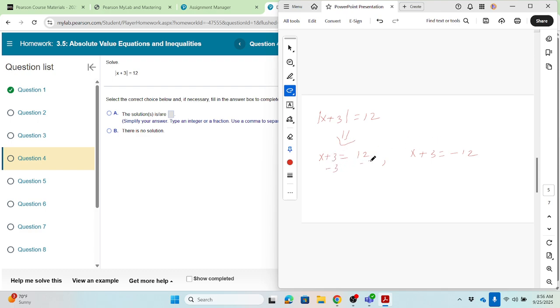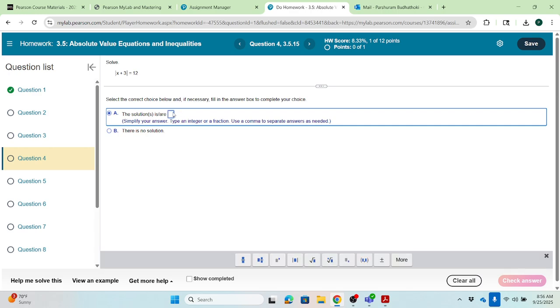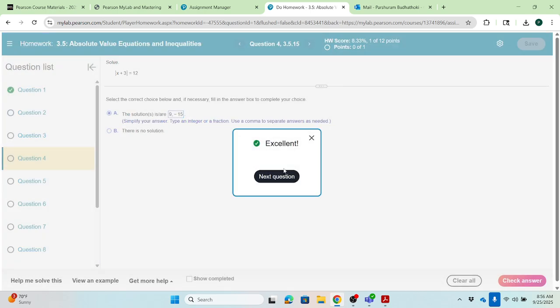Subtract 3 from here. That will give you x equals 9. And subtract 3 from here. That will give you x equals negative 15. So for two different values of x, this equation is true. So the answers are 9 and negative 15. So 9 comma negative 15. These are the two answers.